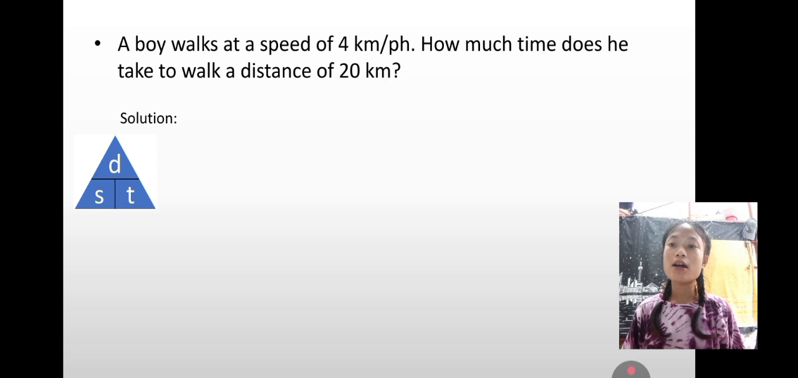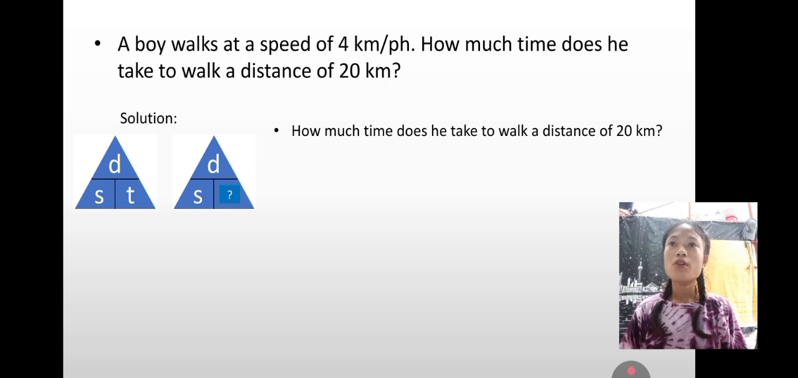First, let's write down our standard formula. First step, identify what is being asked. So what is asked in our problem? How much time does it take to walk a distance of 20 kilometers?